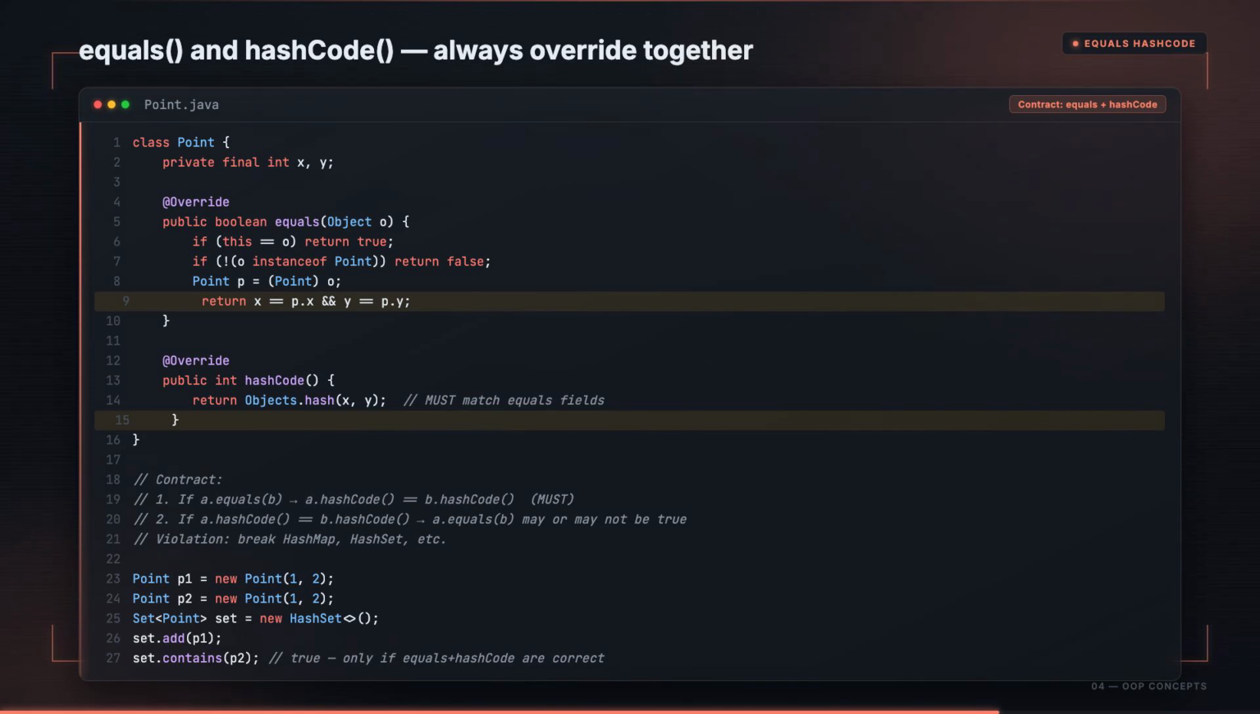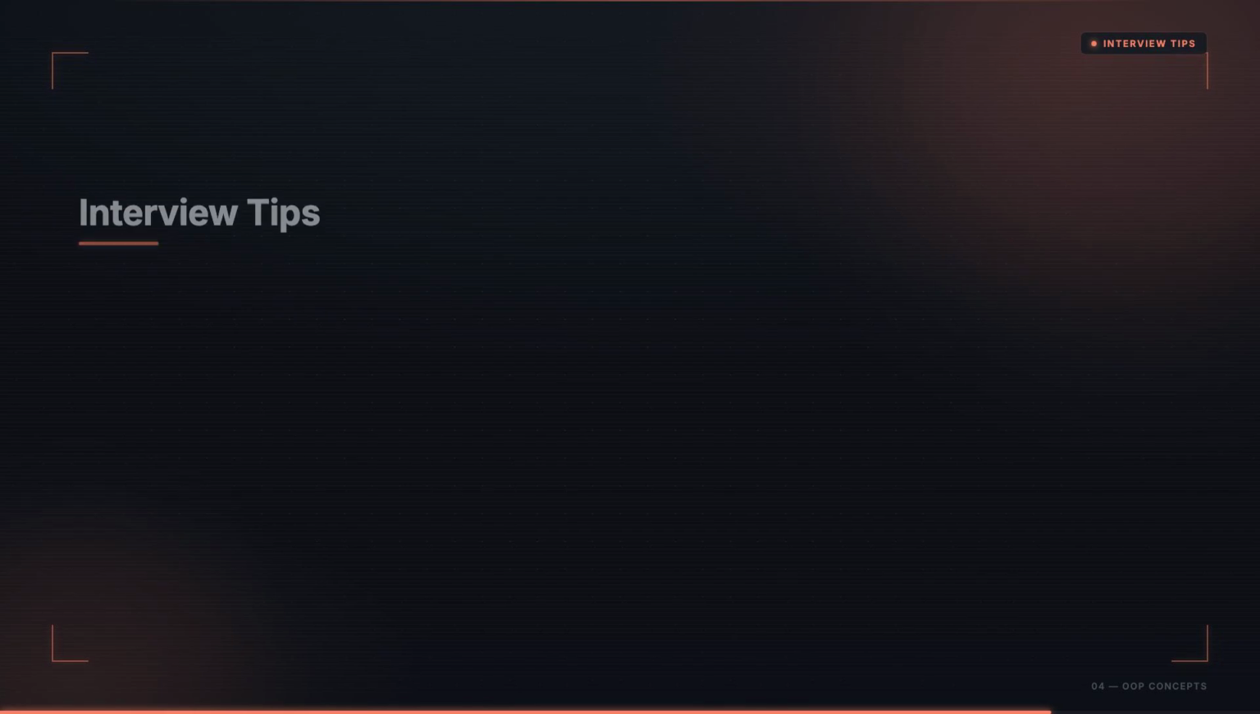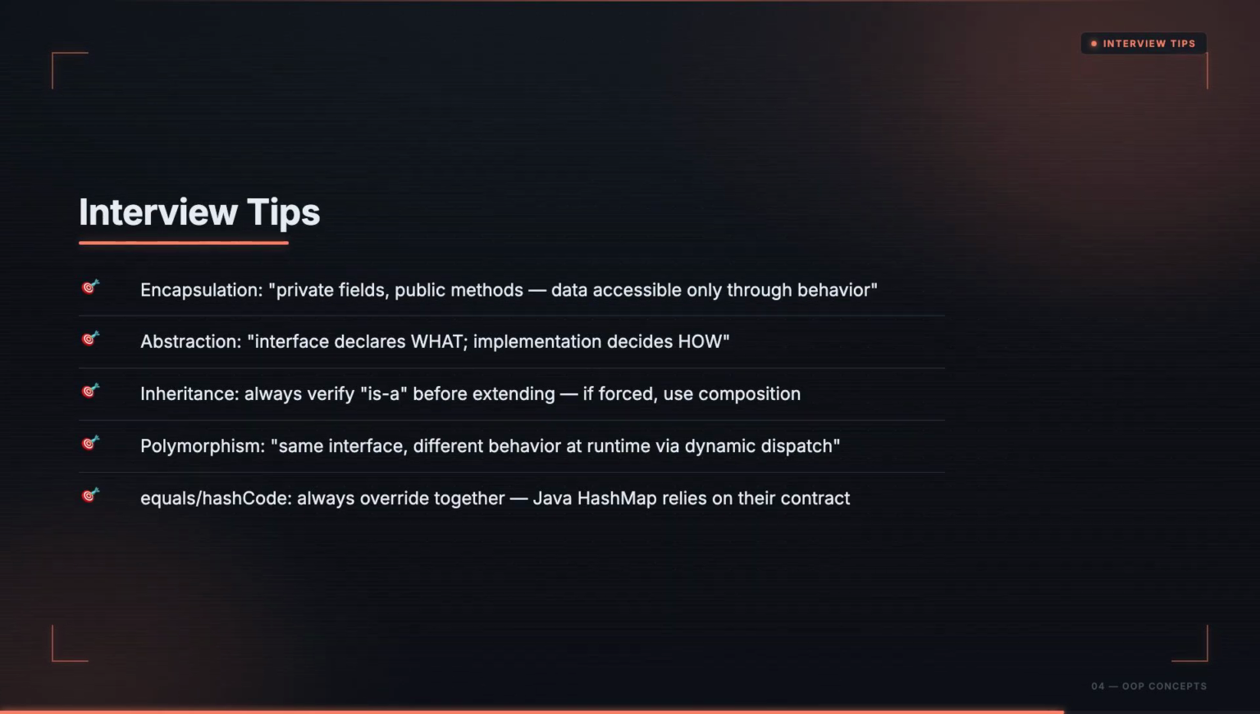This is a real production bug category. Subtle, hard to reproduce, ugly when it finally surfaces. Always override both. Always. The classic question, what's the difference between abstraction and encapsulation?